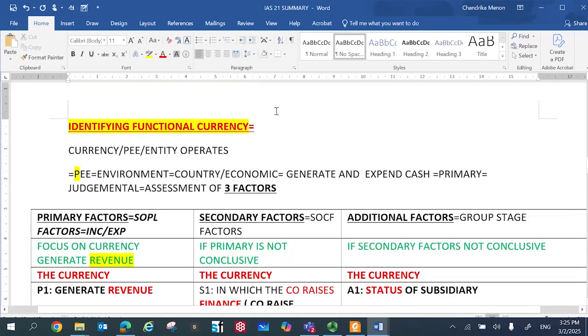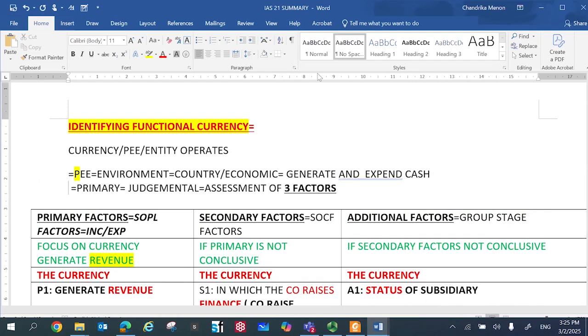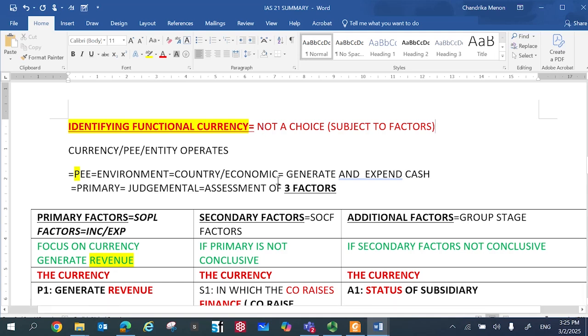Okay. Identifying the functional currency. What is the main issue that you need to know in the exam? This is not a choice. This is subject to primary, secondary, and additional factors. So obviously, functional currency is not a choice, but presentation currency is a choice.